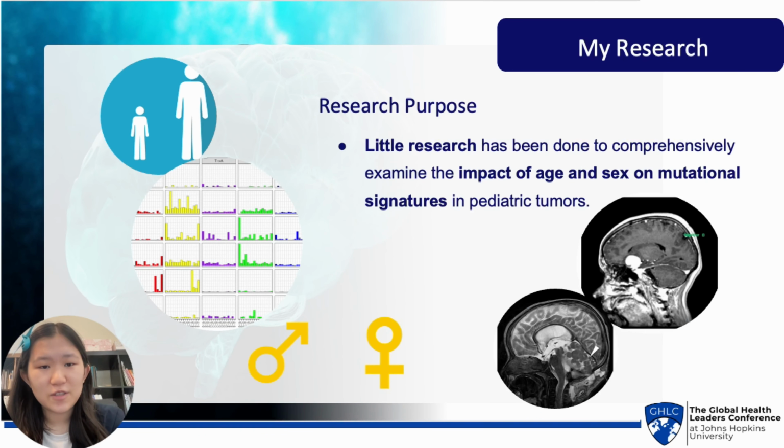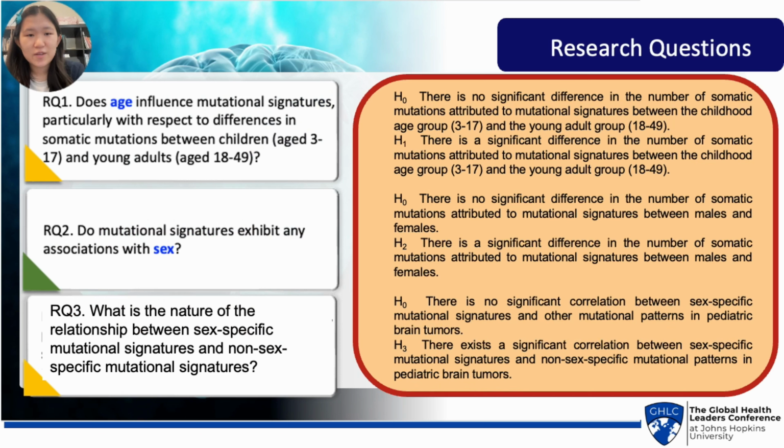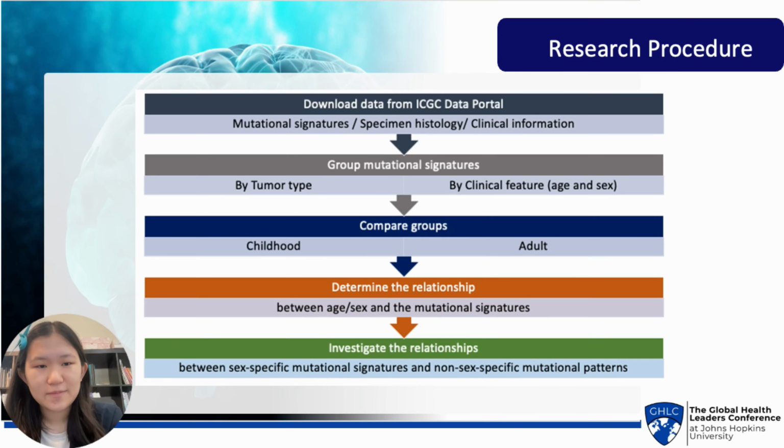However, limited research exists on the impact of clinical features like age and sex on mutational signatures in pediatric brain tumors, hindering cancer prevention efforts. So, my research aims to investigate the impact of age and sex on mutational signatures in pediatric tumors to understand cancer development across childhood age groups. I developed 3 research questions for my project regarding the association between the clinical features of age and sex with mutational signatures. I developed the corresponding null hypothesis and alternative hypotheses.